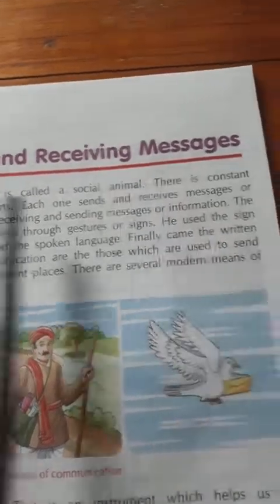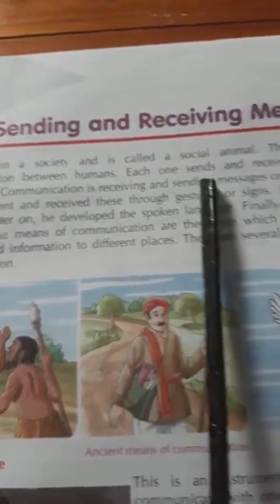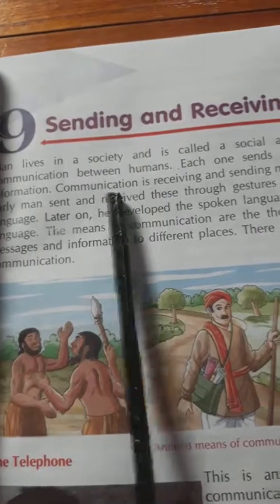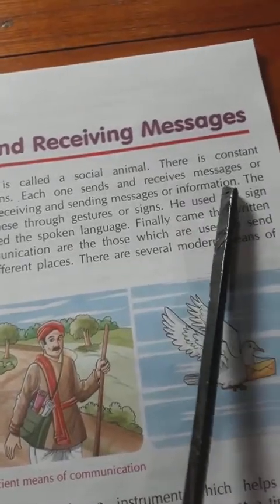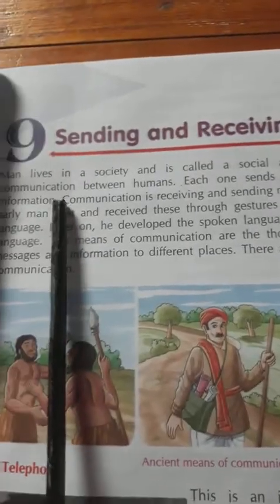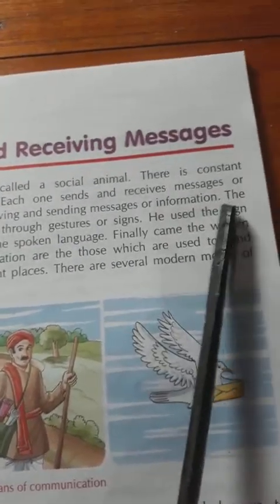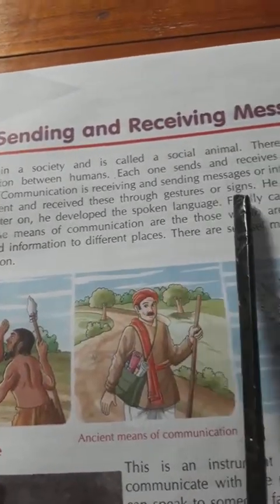Okay, man lives in a society and is called a social animal. There is constant communication between humans. Each one sends and receives message or information. Communication is receiving and sending message or information. Underline till here, okay? What do you mean by communication? From here till information.